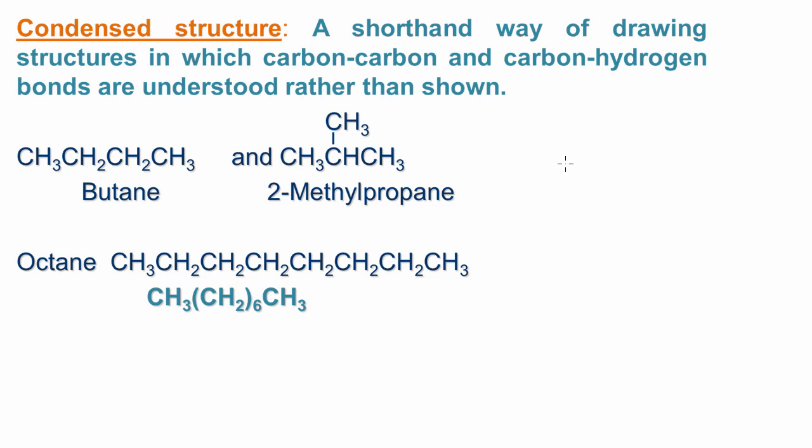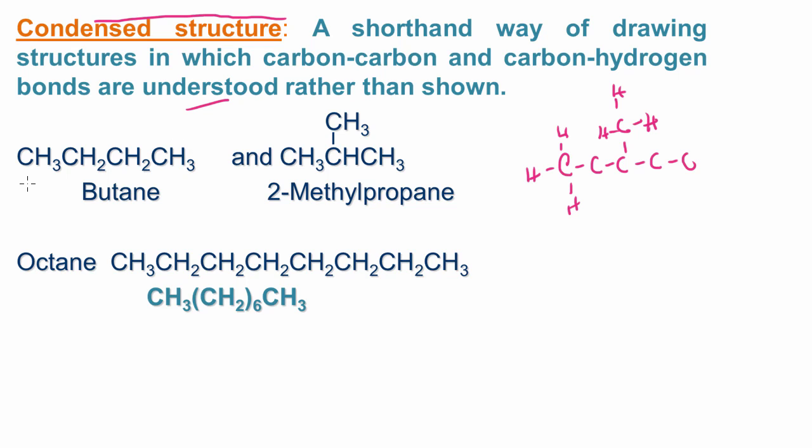Different ways of writing structures. When you have to write a structure like this, it takes a while. It's just going to take too long, and if you're writing a paper or you have to keep drawing these structures, it's going to get quite cumbersome after a while. So instead of structural formulas, we draw these condensed structures. It's just a shorthand way of drawing structures in which the carbon-carbon bonds and carbon-hydrogen bonds are understood rather than shown.